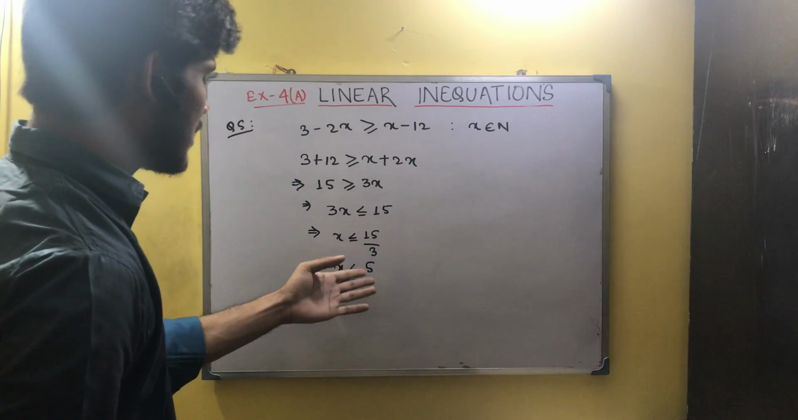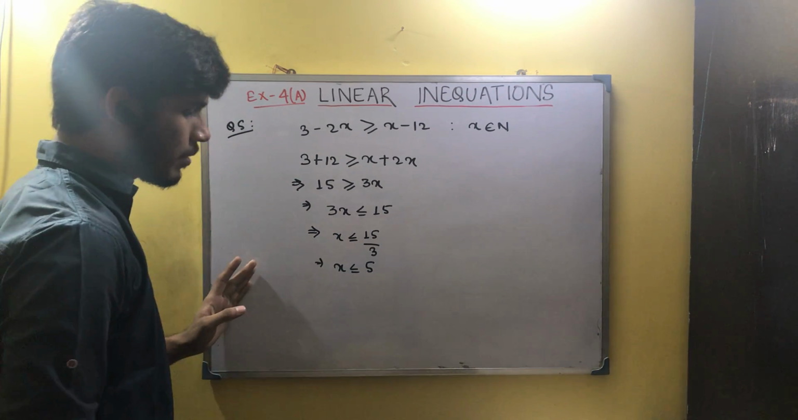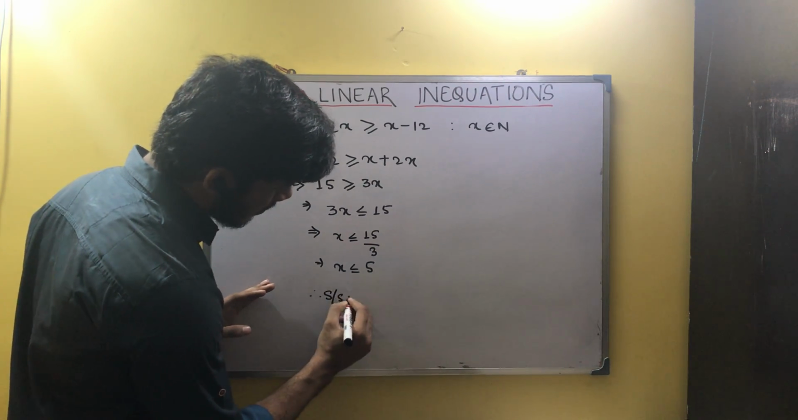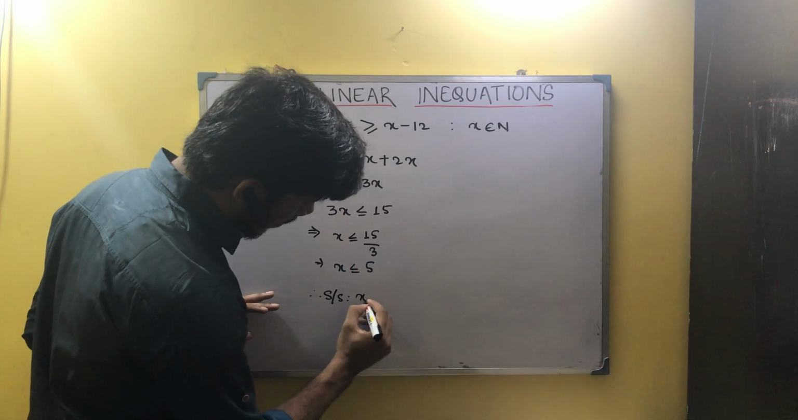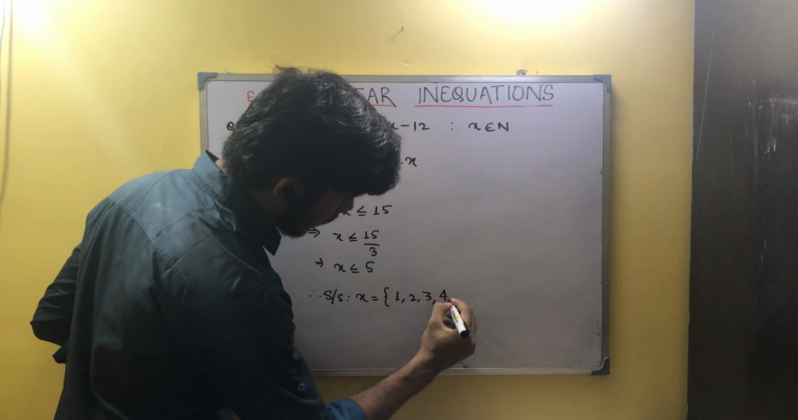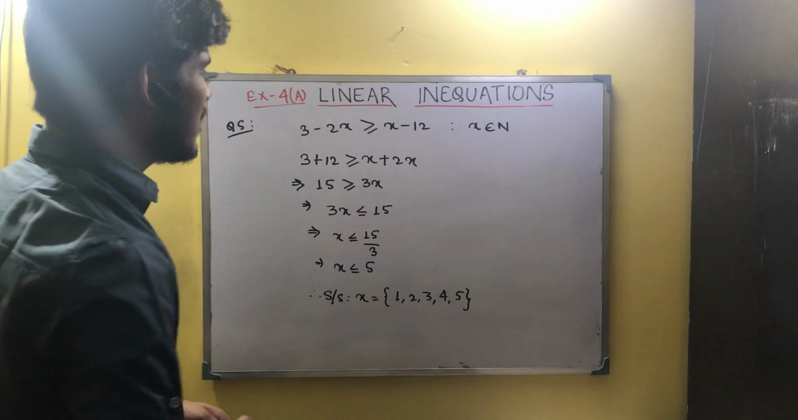Now this is similar to what we have done in question number 3.1. The same thing happens here. The solution set becomes, again, since it's natural numbers, x equals to 1, 2, 3, 4 and 5, since we have got the equality sign.